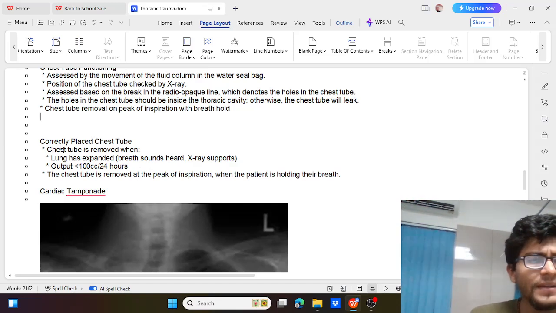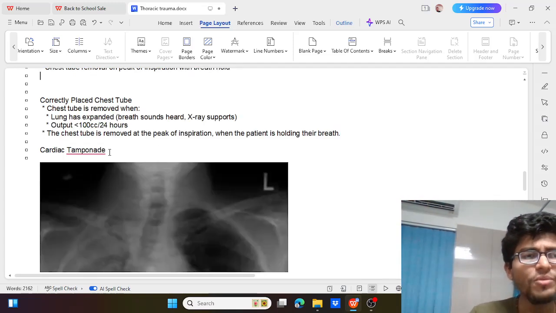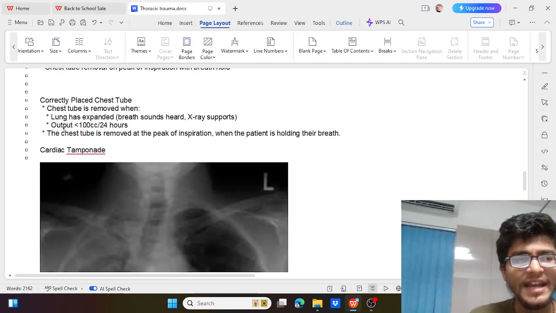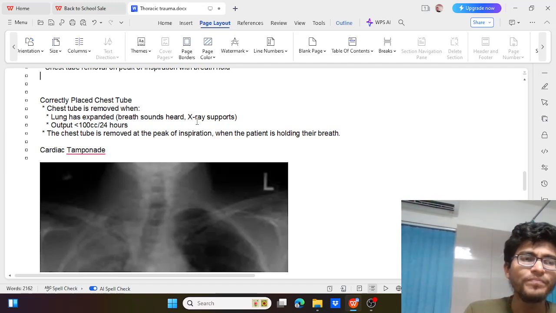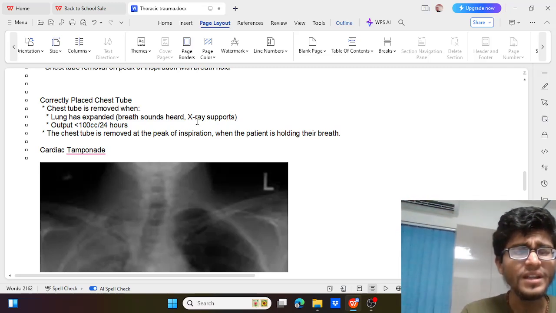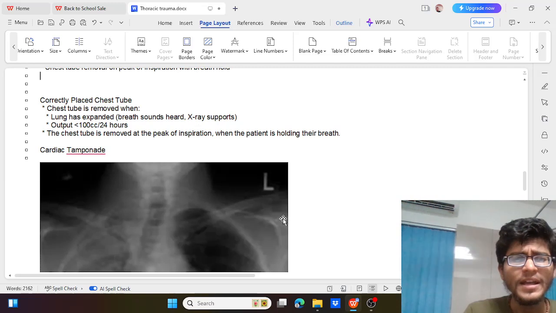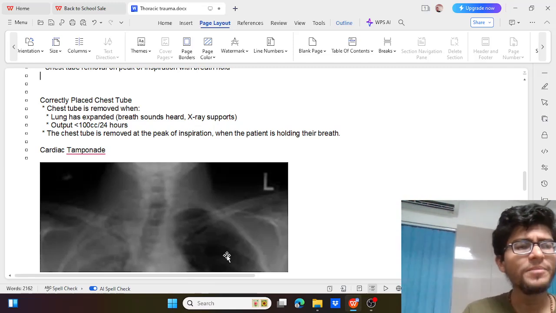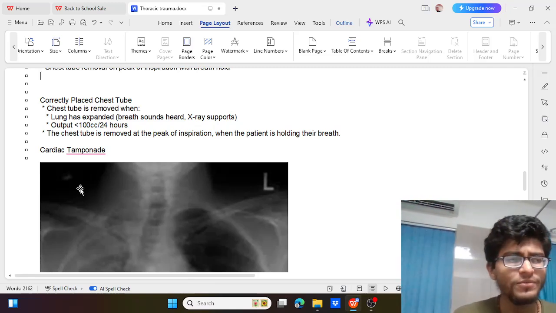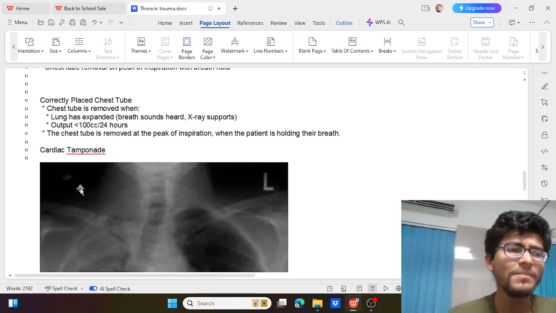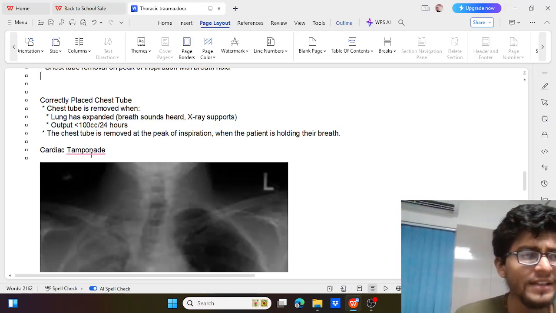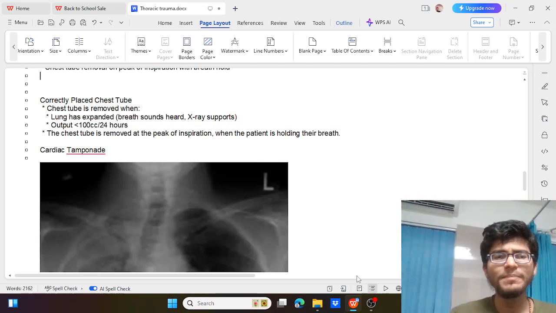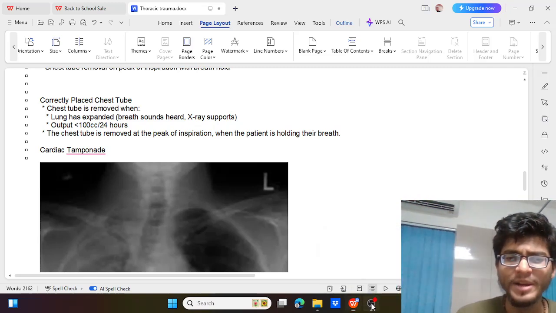Then, when do we remove the chest tube? When the lungs have expanded, there are proper breath sounds, and the X-ray is suggestive that the lungs have expanded, or the drain from the chest tube is less than 100 ml in the last 24 hours. So when the output has become less over time, then we remove the chest tube, and again we remove it at the peak of inspiration by asking the patient to hold the breath.